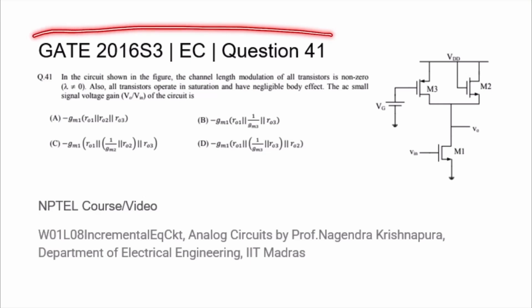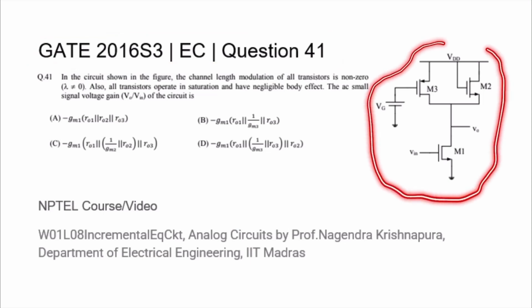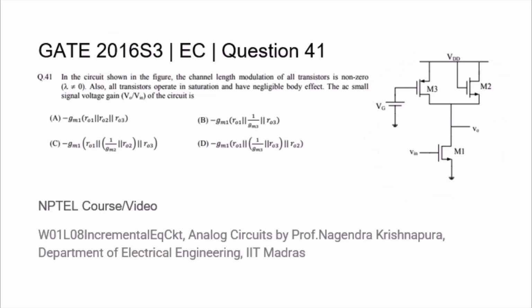This is question 41 from the GATE 2016 session 3 EC paper, where we are given this circuit and are asked to analyze it in small signal and to find out what Vout by Vin, that is the voltage gain of this circuit is. We are asked to assume that the transistors have non-zero channel length modulation but have negligible body effect.